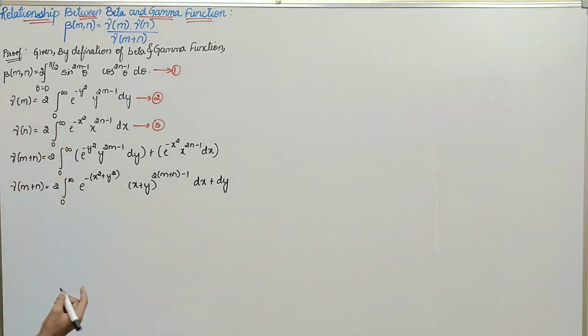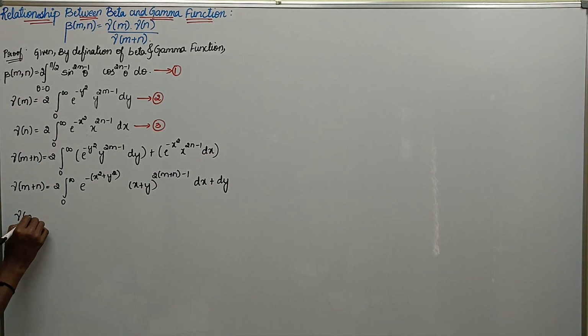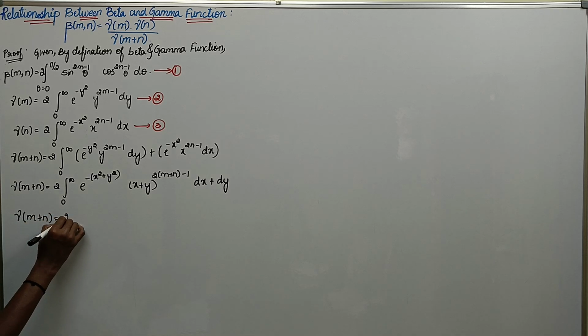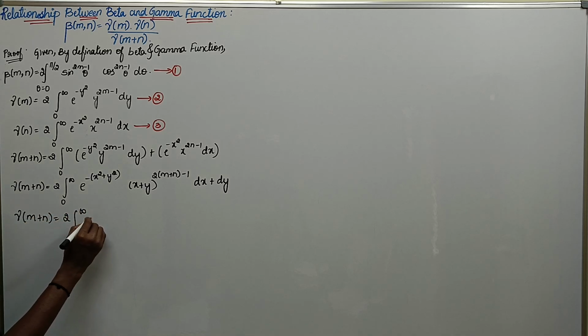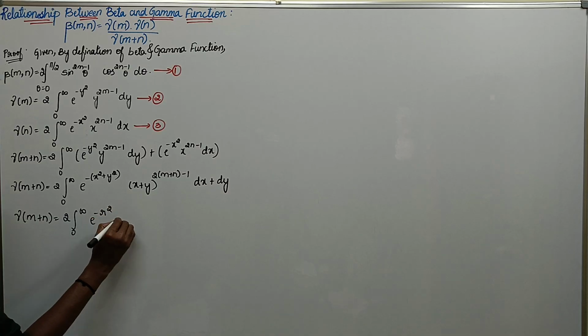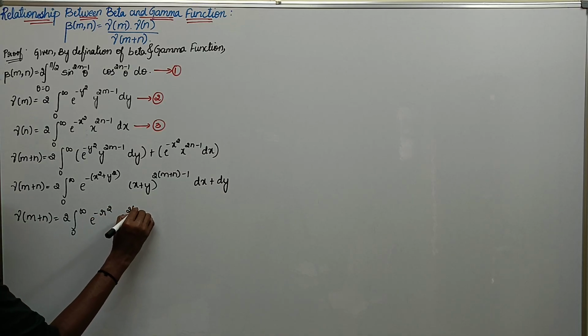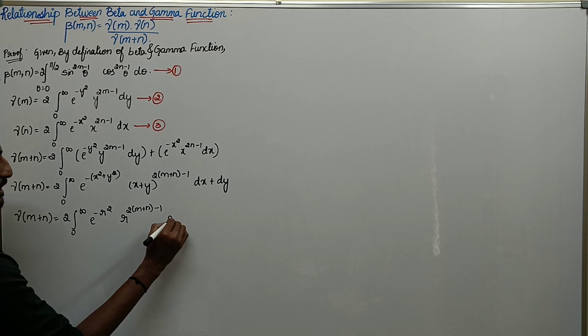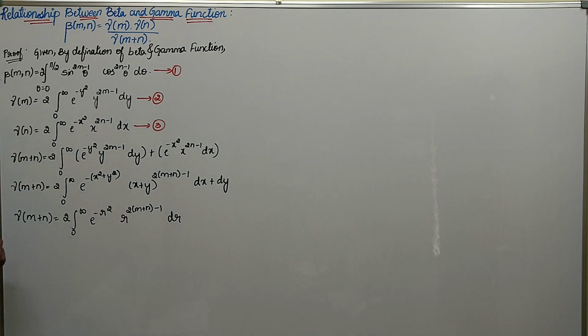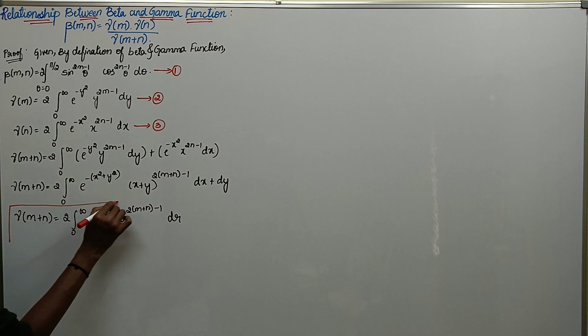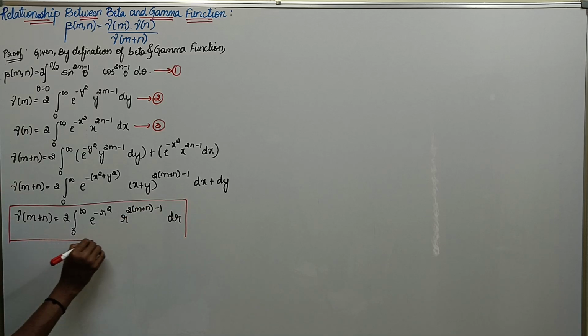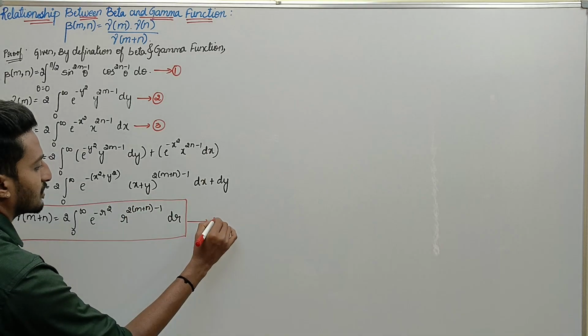If you change this with respect to polar, gamma of m plus n is equal to 2 into 0 to infinity e to the power of minus r square r to the power of 2 m plus n minus 1 into dr. Okay, done. This I can represent as equation number 4.